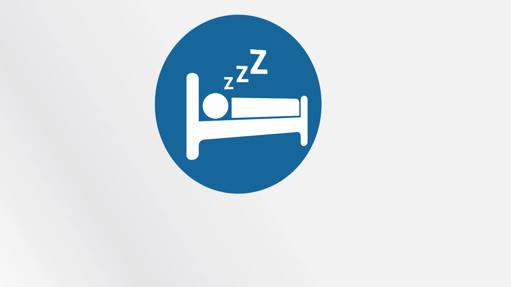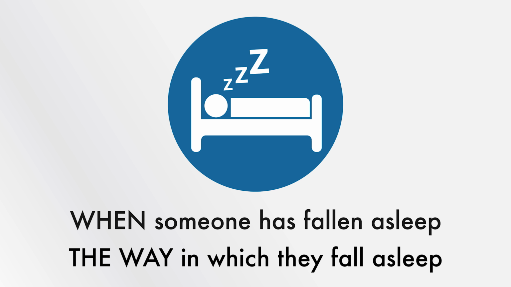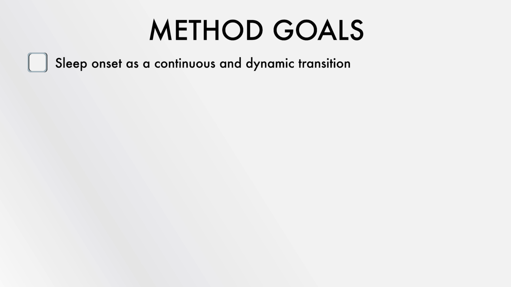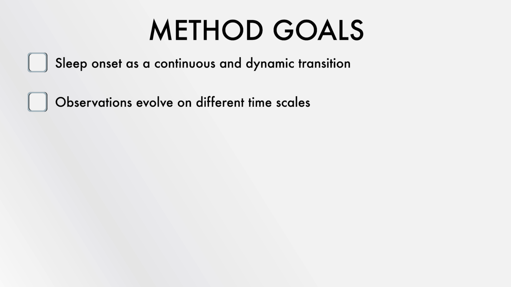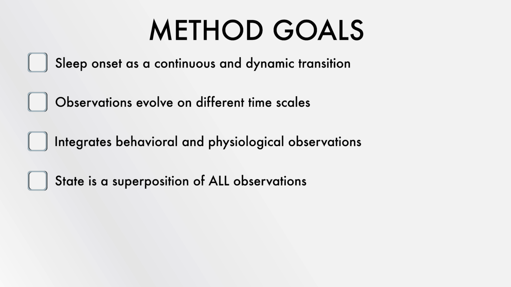So how could we go about improving our ability to predict not only when someone has fallen asleep, but also the way in which they fall asleep? We want to create a method that treats sleep onset as a continuous and dynamic transition, allows observations to evolve on different timescales and at different rates, integrates information from both behavioral and physiological observations, intuits the subject's state based on the superposition of all of these observations, and is based on physiologically principled models.